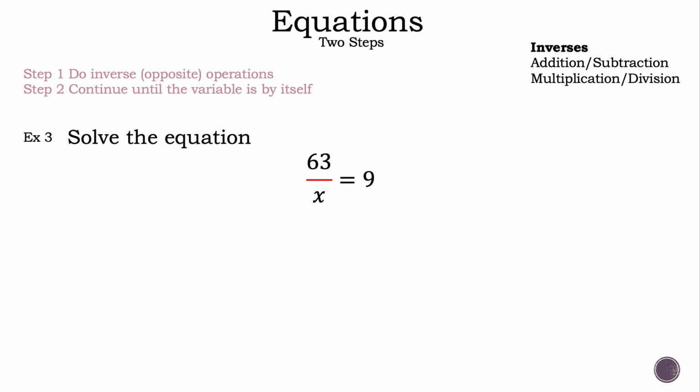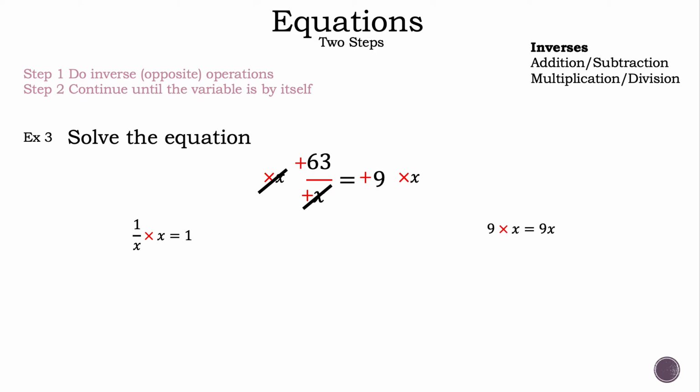Now let's take a look at example 3. We have 63 divided by x, which is equal to 9. So let's add the hidden symbols. So we have positive 63 divided by positive x, which is equal to positive 9. Since we're dividing by x, we need to get rid of the x so that we can have x on the top of the fraction. Since we're dividing by x, the inverse of that is multiplication. So now we need to multiply by x on the left hand side. So those variables cancel, and we can do that to the right hand side.